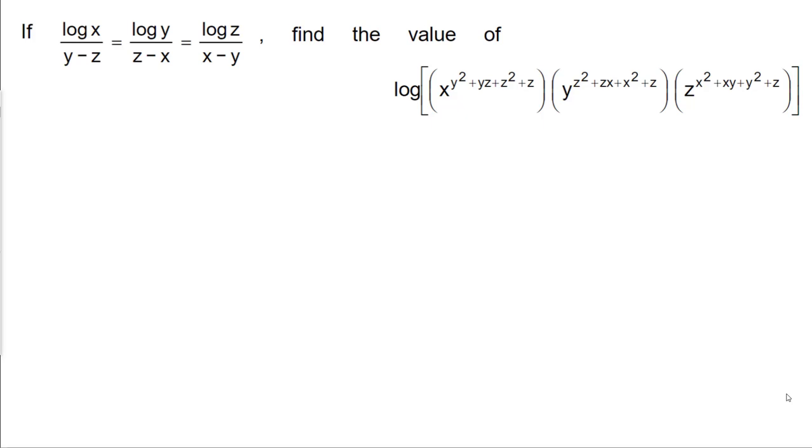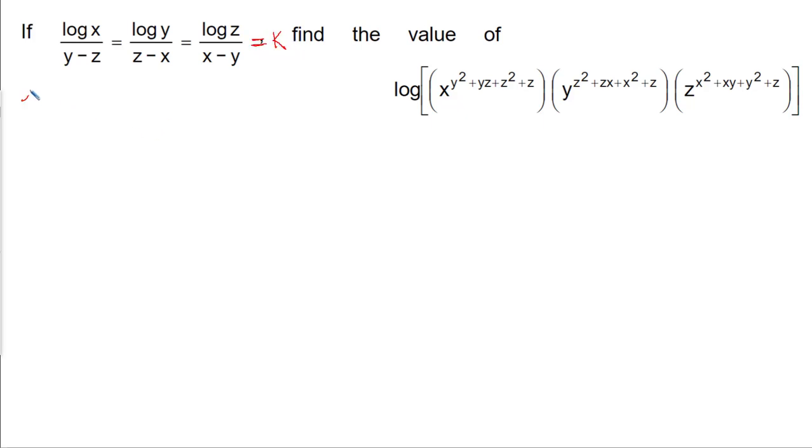Okay, the first question is, if log x divided by y minus z is equal to log y divided by z minus x is equal to log z divided by x minus y, find the value of the given expression. Okay everyone, this is a very common type of situation, something is equal to something is equal to something. Whenever the equation is like this, let's equate each and every ratio with k, a constant.